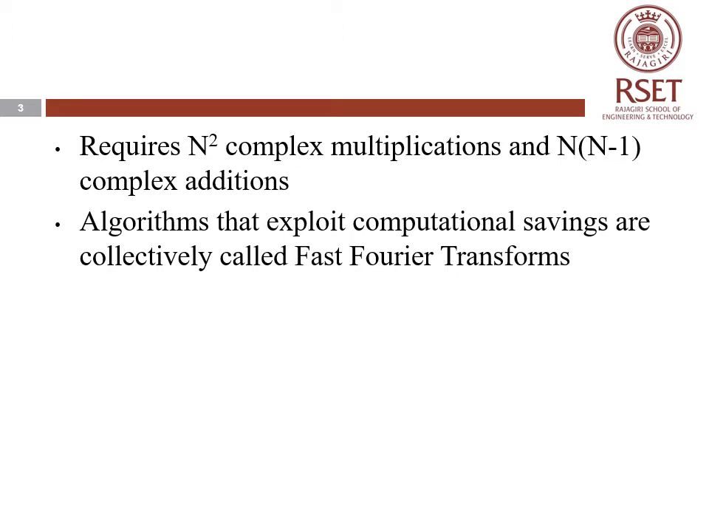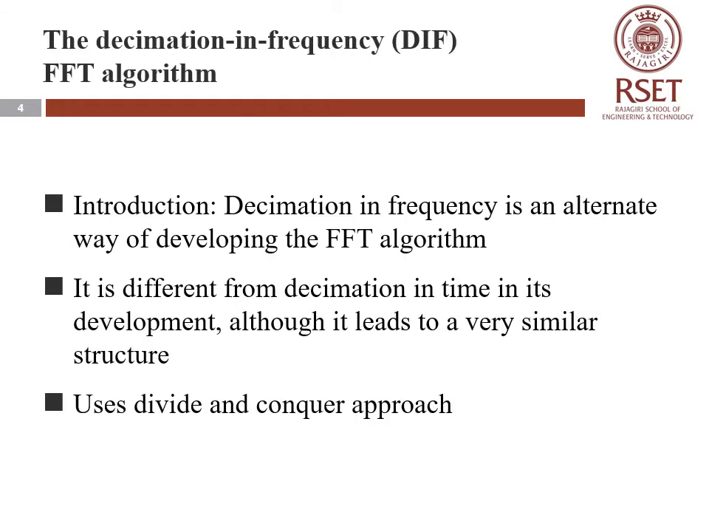In direct computation of N-point DFT, the total number of complex additions is N into N minus 1 and the total number of complex multiplications is N square. FFT is a method for computing DFT with a reduced number of calculations. The computational efficiency is achieved by using a divide and conquer approach. The present discussion focuses on the decimation-in-frequency FFT algorithm.